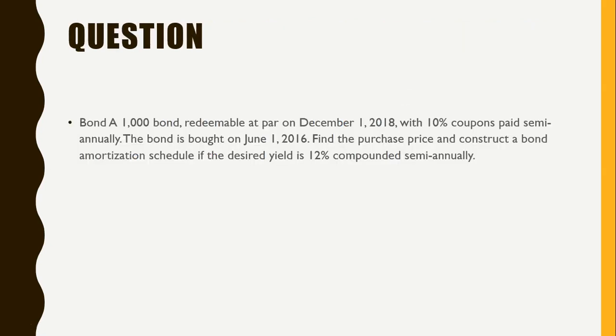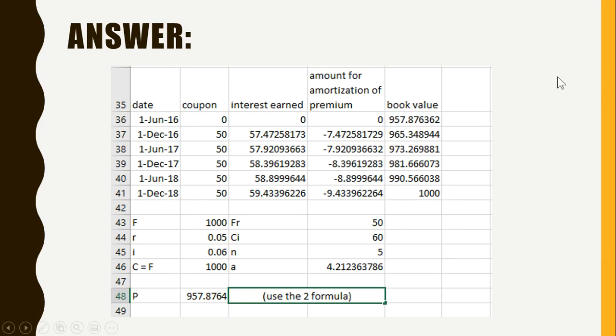So next, look at the question. A 1000 bond redeemable at par on 1st of December 2018 with 10% coupon rate, paid semi-annually. The bond is bought on 1st of June 2016. Find the purchase price and construct a bond amortization schedule if the desired yield rate is 12% compounded semi-annually. So look at this table. We construct this table. We know that this is a 2.5 year bond, which the coupon rate is 5%.